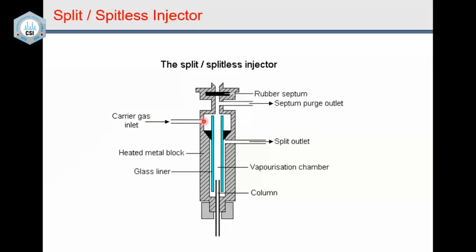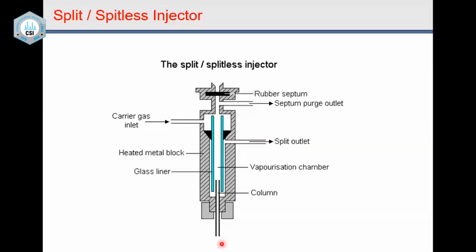Carrier gas comes from here, and this is a metal surface which is heated. The injection port has to be heated so that the sample in liquid form gets evaporated and the vapors of the sample go to the column. Now there are two ways. One way is to have a split. When the sample concentration is higher, we have to split the sample so that part of the sample goes out, and only part of the sample goes onto the column.